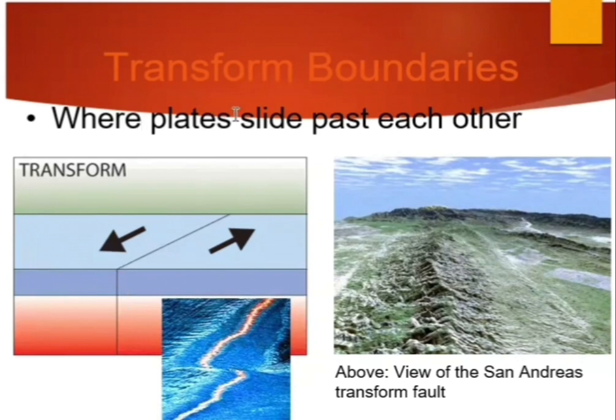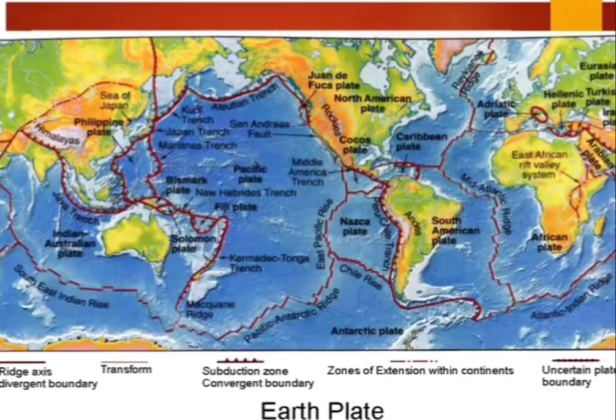Transform boundaries, where plates slide past each other. So when plates slide past each other, you have a transform boundary. For example, the San Andreas Fault. Now, pay attention to this diagram of the Earth's plates as well. All right, to see where the plates are, all of these things, guys. You will see these things again. Any map related to plates, once you're doing plate tectonics, your teacher is going to give you a map. She's going to want to know, can you identify the plates?